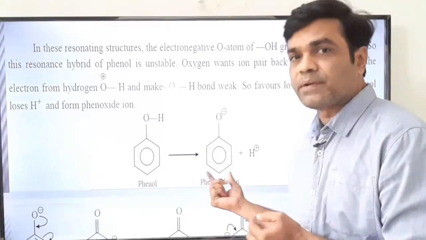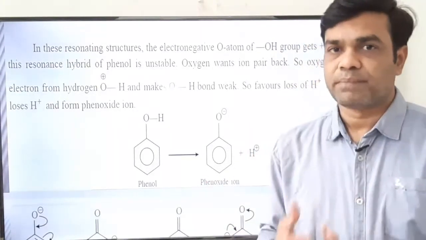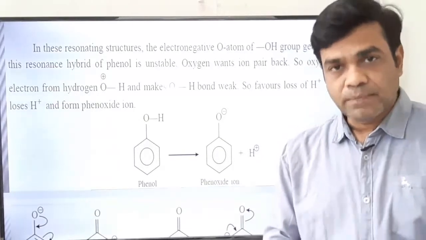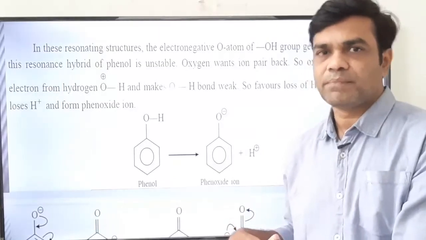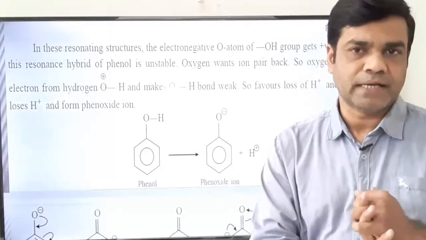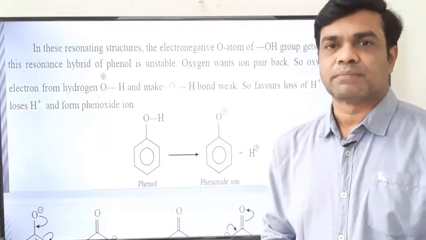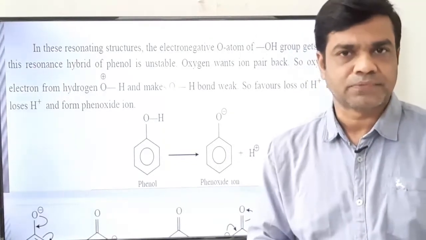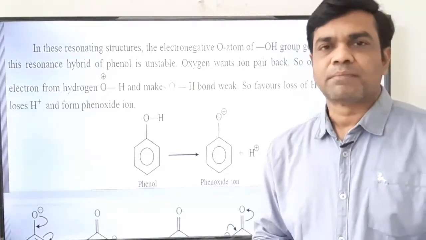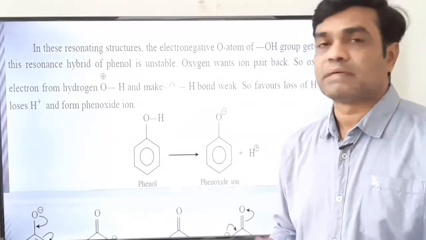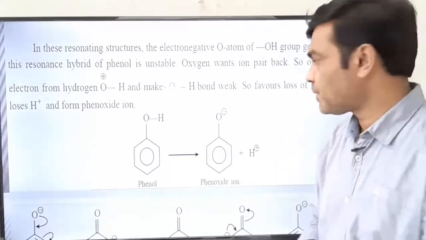And what we get? Phenoxide ion. Now let us see the resonating structure of phenoxide ion. After that, we will compare the resonating structure of phenol itself with the resonating structure of phenoxide ion. And then we will compare which is more stable, whether phenol is stable or phenoxide ion is more stable. Because we know that the stability of the compound also depends on the resonating structure. The more the stability of the resonating structure, the more is the stability of the compound.